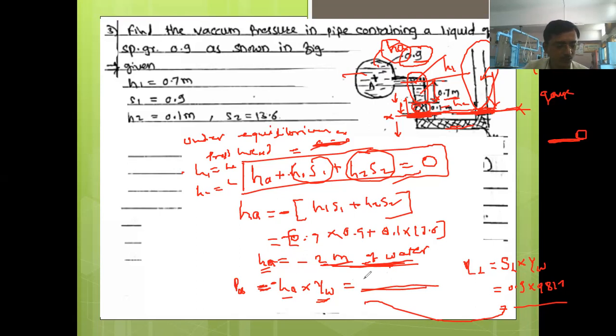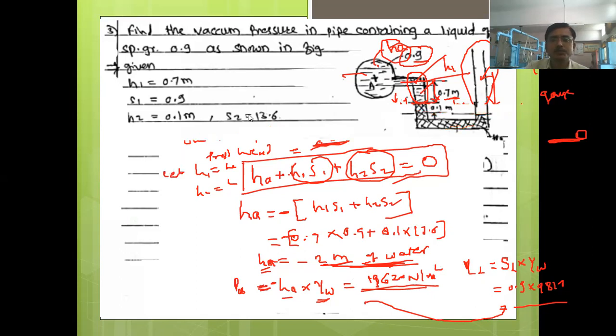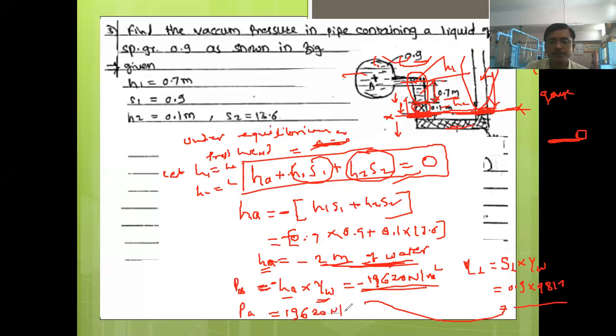2 into 9810, and you will get the pressure intensity as 19,620 Newton per meter square. In which unit is the answer asked? It is not mentioned here. So minus 19,620 Newton per meter square will be the answer. Or you can write this answer like this also: PA is equal to, writing this value in positive manner, 19,620 Newton per meter square, and in bracket you can write vacuum.